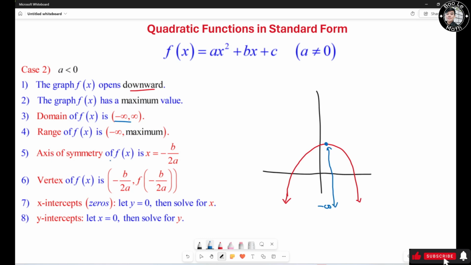The axis of symmetry is still the same. From here, the axis of symmetry is going to be right here. The vertex is going to be right here, x value right here, and the y value right here. This is the y value and this is the x value. This is the coordinate of the vertex. The x-intercepts, right here, we have 2 zeros. The y-intercept is where the graph meets the y-axis, so the y-intercept is right here.